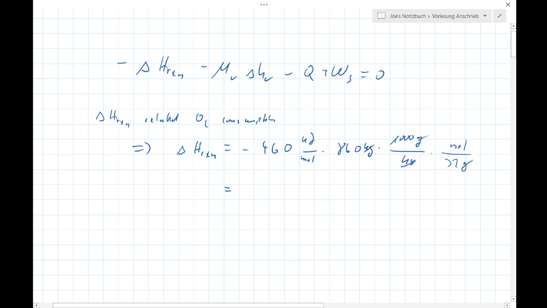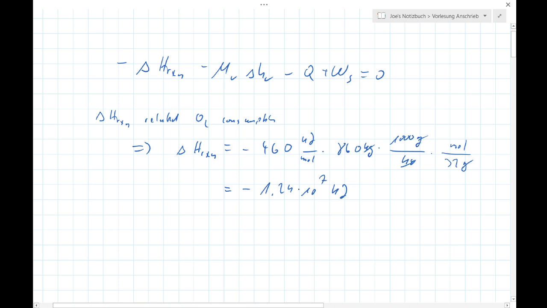And therefore it's equal to, you put that in your pocket calculator, and then you should come out with 1.24 times 10 to the 7 kilojoules. So that's my heat of reaction. So I have already this value. Done. The next, what I calculate is my latent heat.